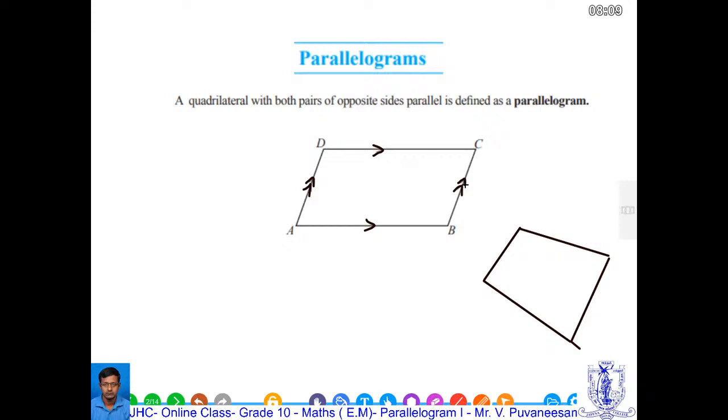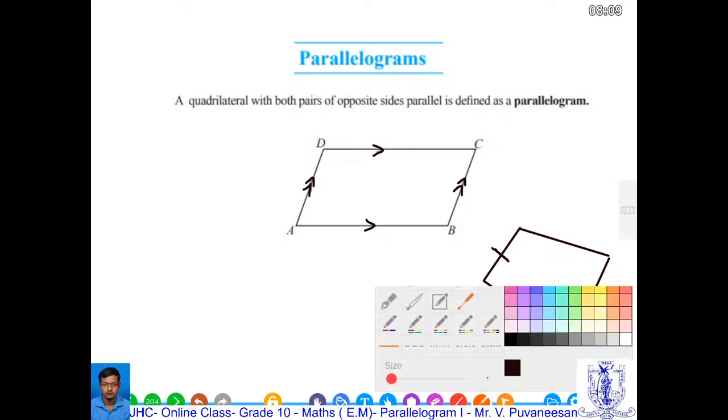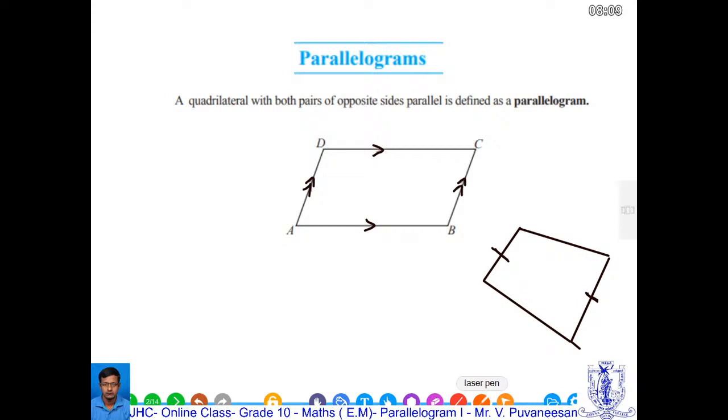Like we mark equal lengths by small dashes, one dash means these two lines are equal. Similarly, if we put one arrow mark on two lines, these two are parallel. Here we put two arrow marks, so these two are parallel. This you already know. So now we are clear about parallelograms. In a quadrilateral, if both pairs of opposite sides are parallel, then we can say this is a parallelogram.